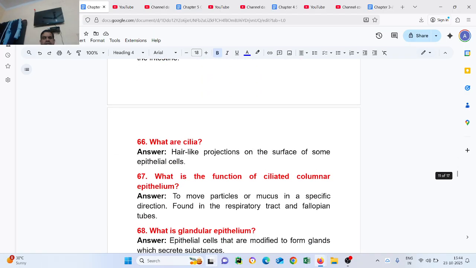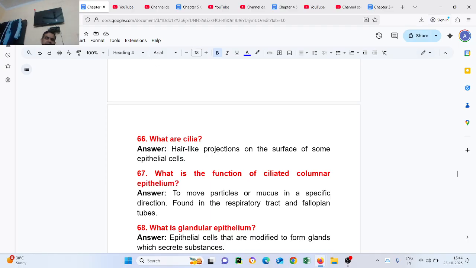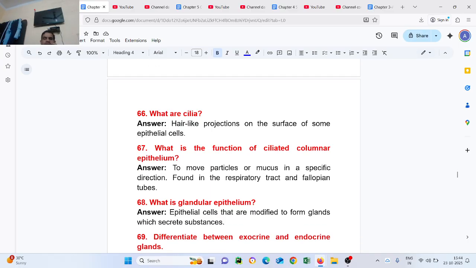Question number 66. What are cilia? Answer: hair-like projections on the surface of some epithelial cells are called cilia. Question number 67. What is the function of ciliated columnar epithelium? Answer: to move particles or mucus in a specific direction, found in respiratory tract and fallopian tube.